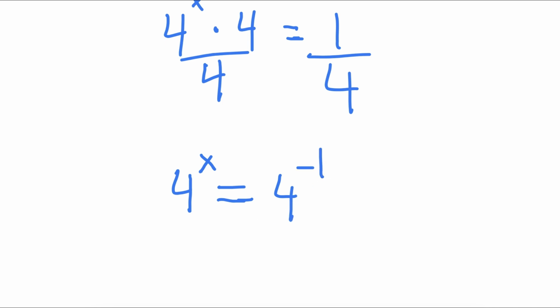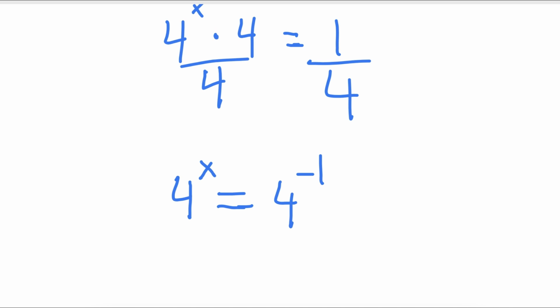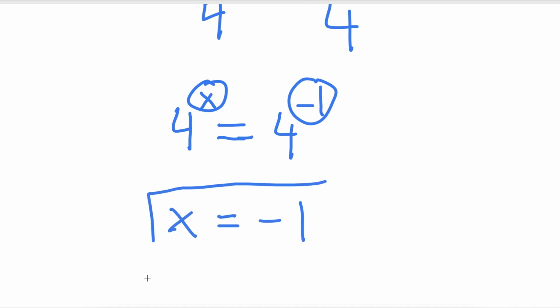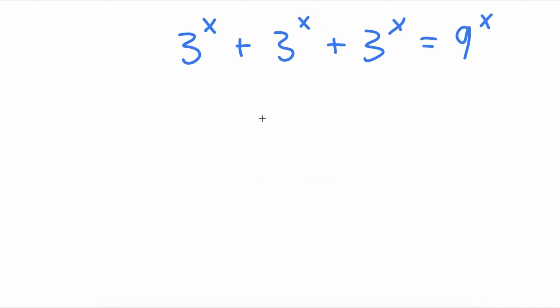So now, remember, if something is in the form a to the power of m is equal to a to the power of n, that means that m is equal to n, meaning x is equal to -1.